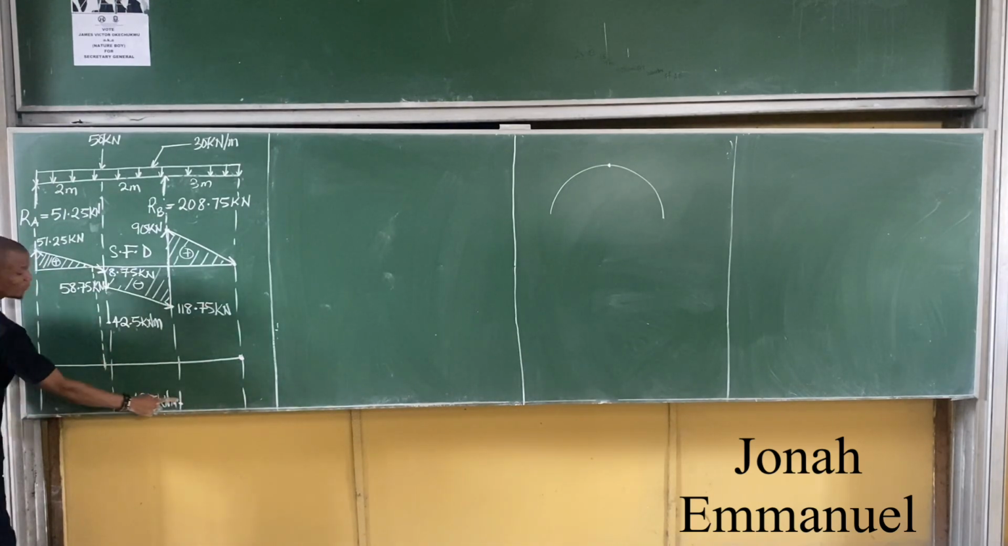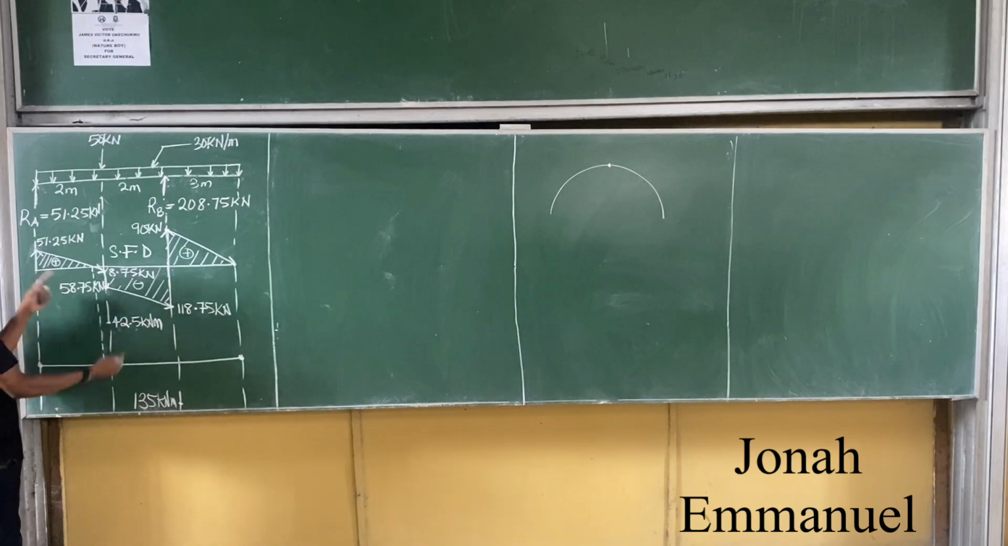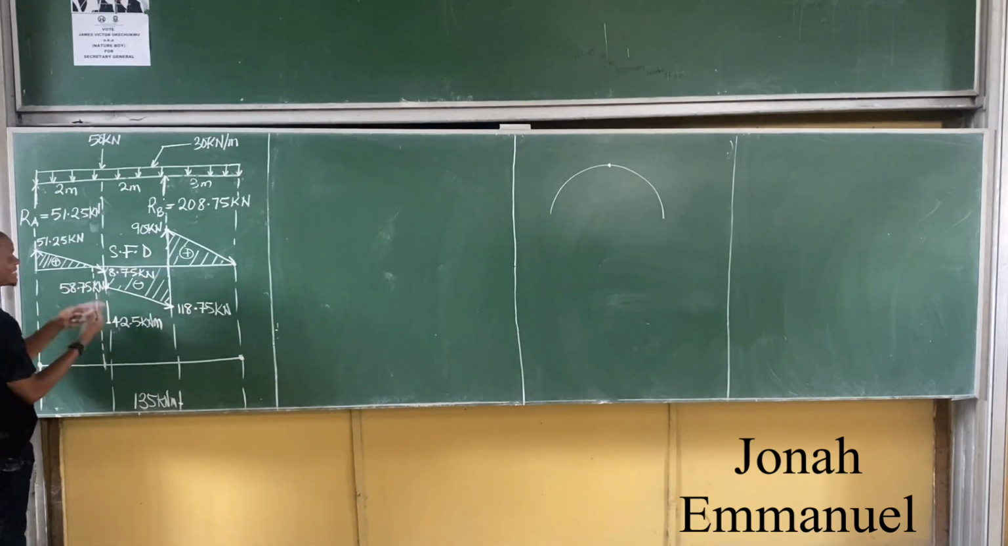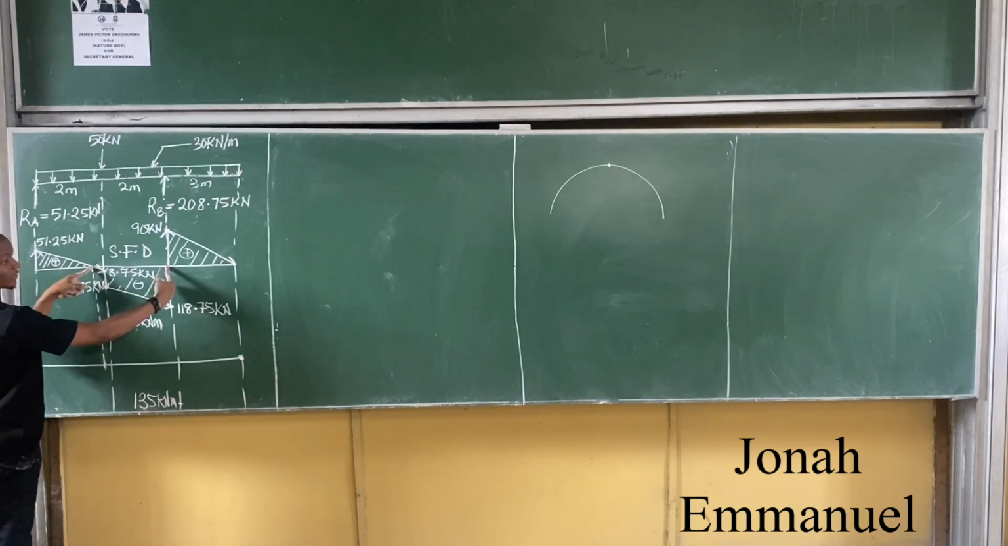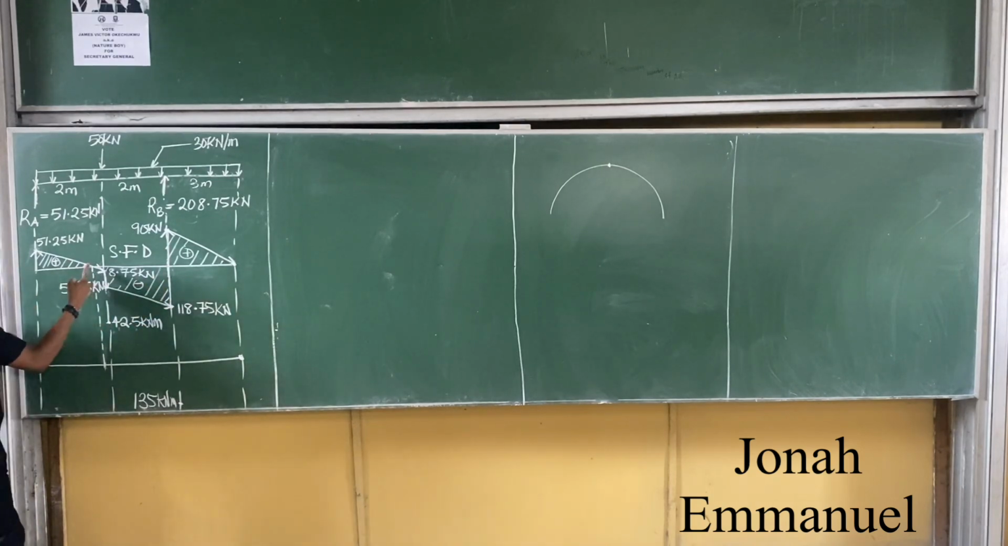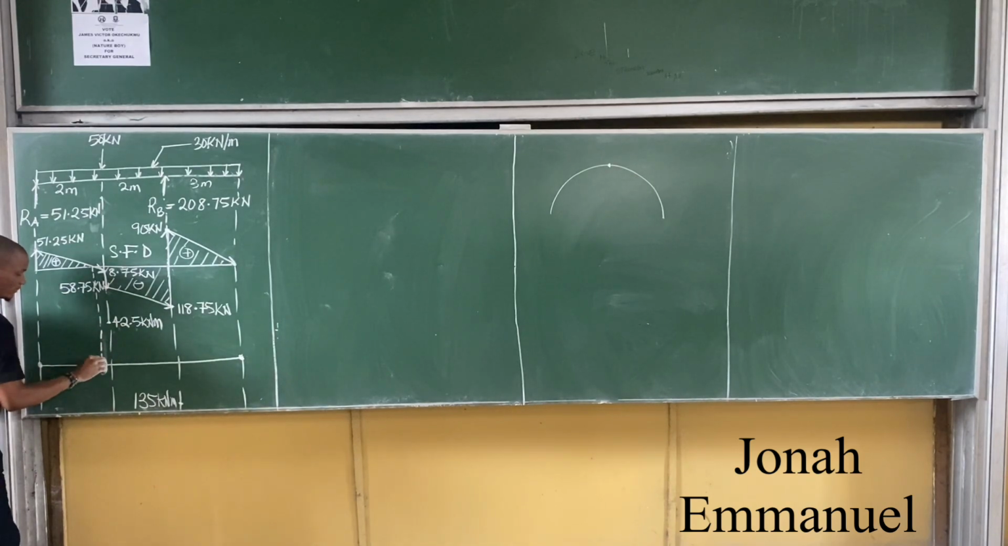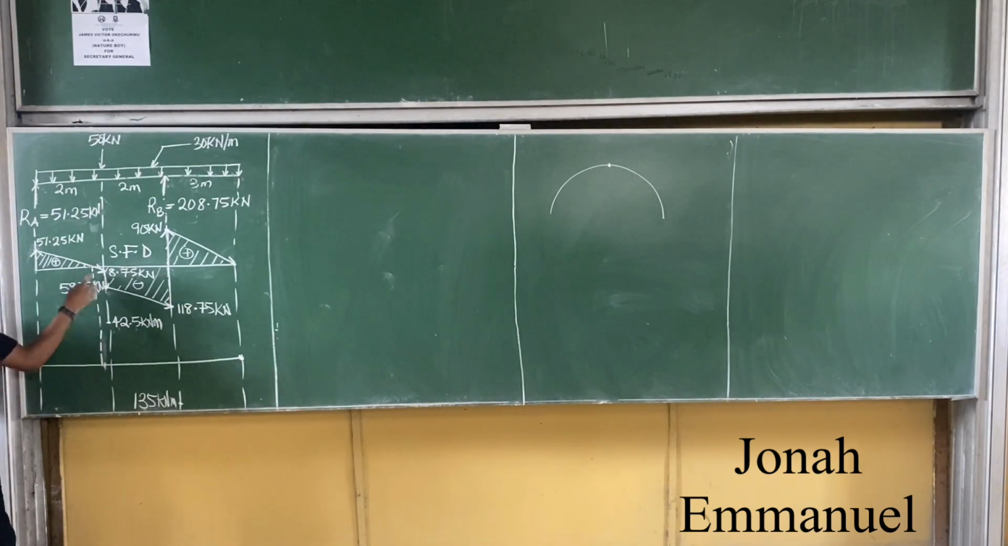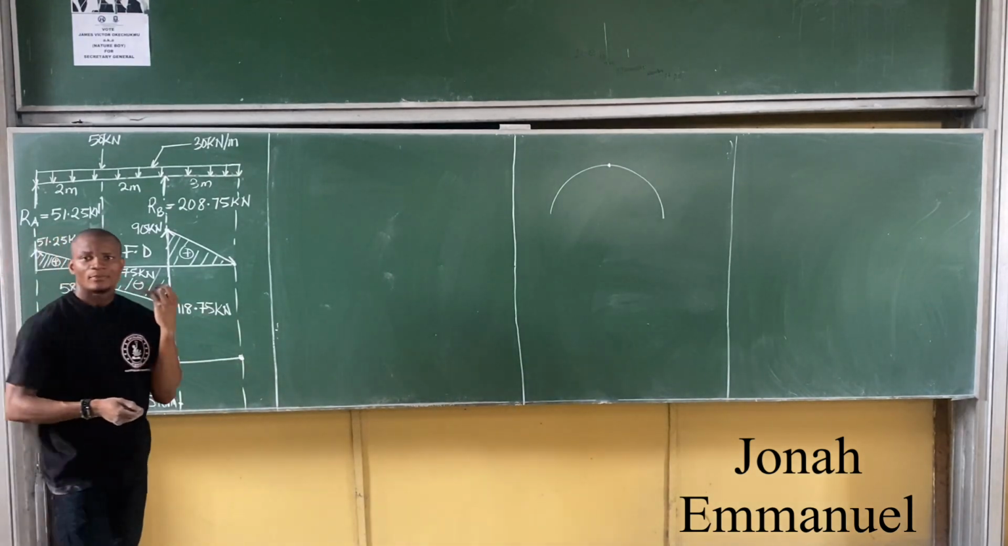So the minimum and maximum point will occur where shear force cuts the x-axis. This shear force cuts x-axis at this point and this point only. Of course, this one becomes what here? Maximum. Hold on. This one here, will it be maximum or minimum? Maximum. Why do you think it will be maximum? Why is it not minimum?